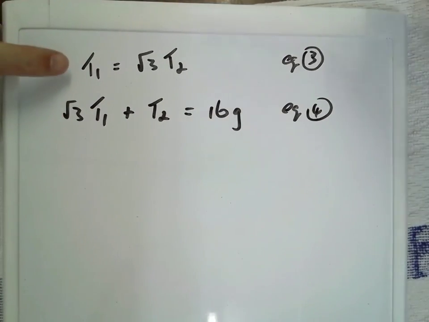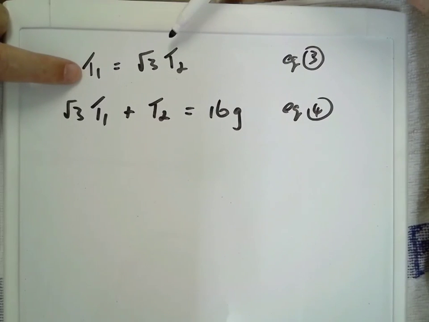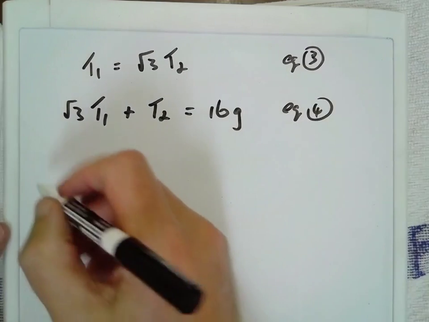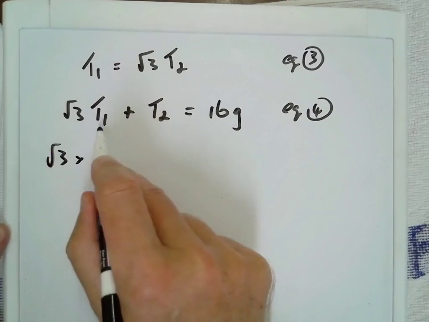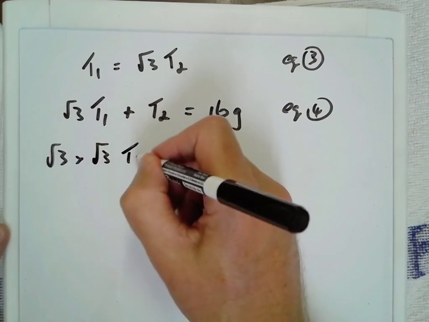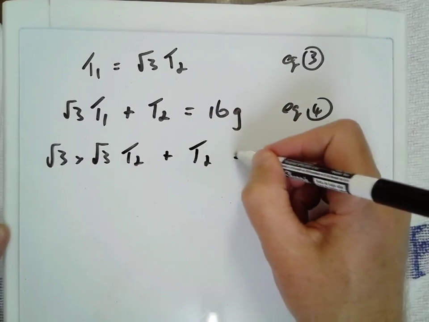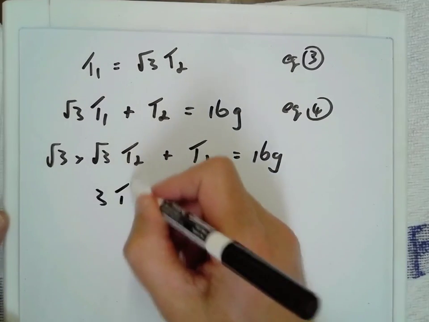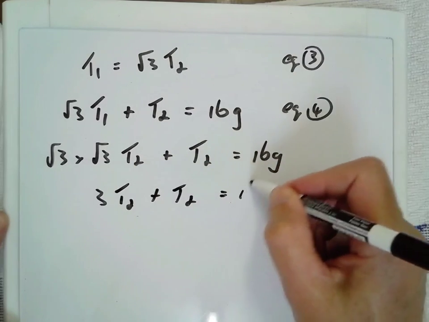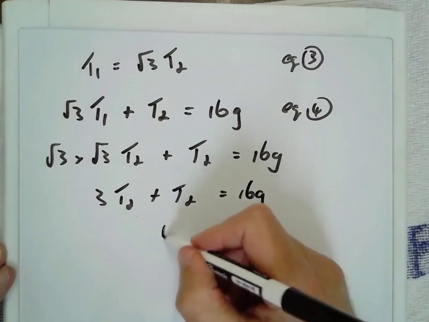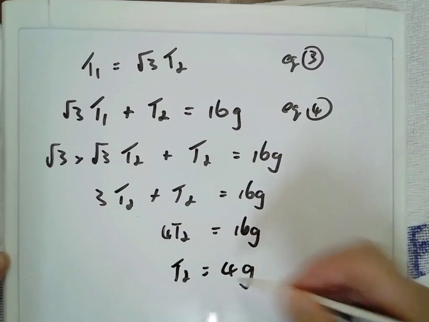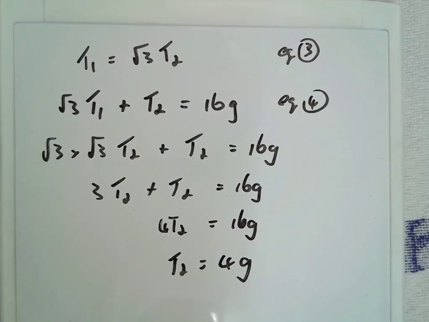I'm going to use substitution, absolutely set up for substitution because T1 equals root 3 T2. So see this T1? Root 3 multiplied by T1, which is root 3 T2, plus T2 equals 16g. The two root 3's make 3, and then we've got 4T2 equals 16g, and T2 equals 4g. So once you get it to those simultaneous equations, it just works out.